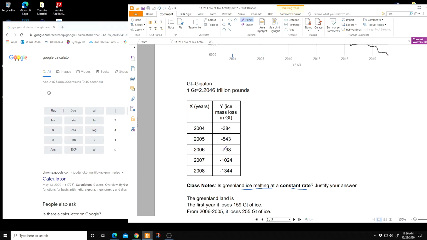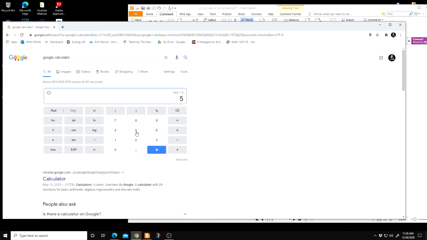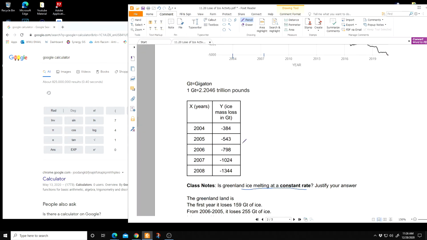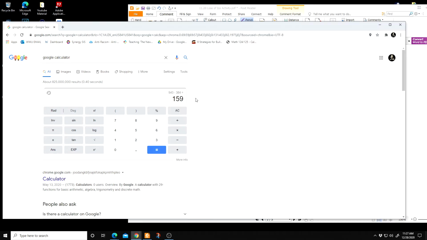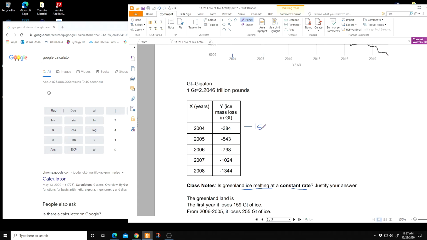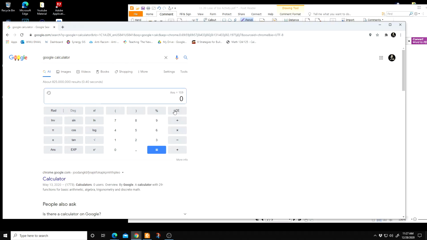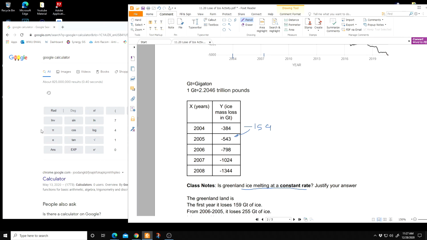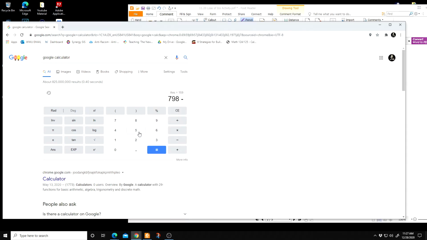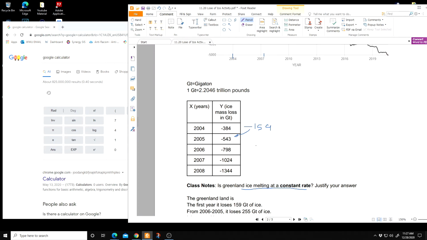Since these are negative, what we can do is ignore the negatives for now and just do 543 minus 384. So we know negative 384 subtracted by 159. Hopefully that made sense. That is going to give you this number down here. Instead of adding, we're subtracting. So now we're going to do this next one, 798 minus 543, and that's 255. So this is minus 255 right here.